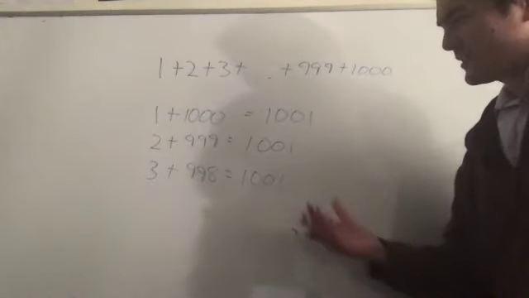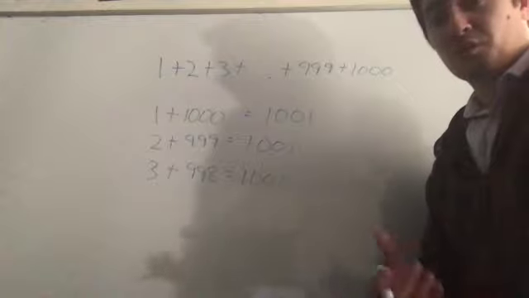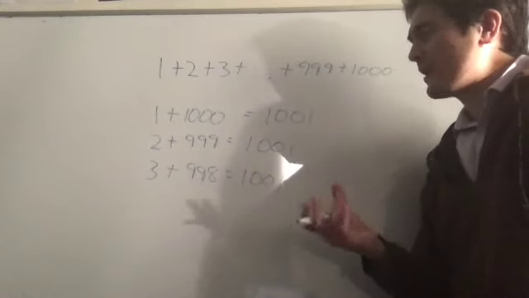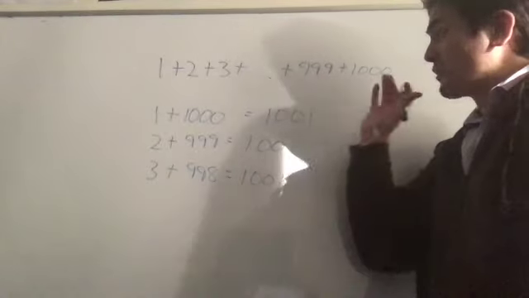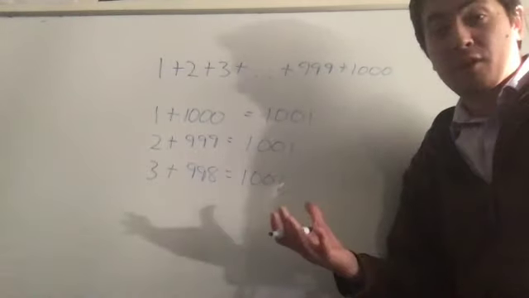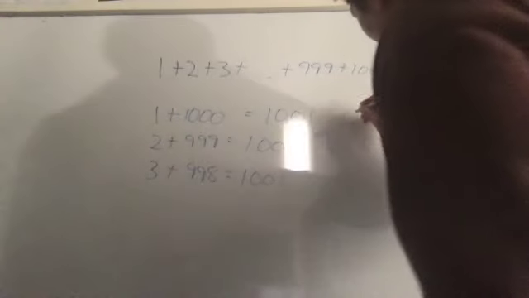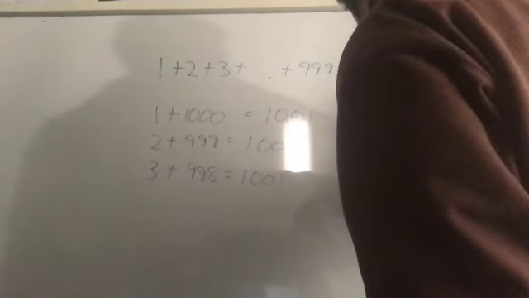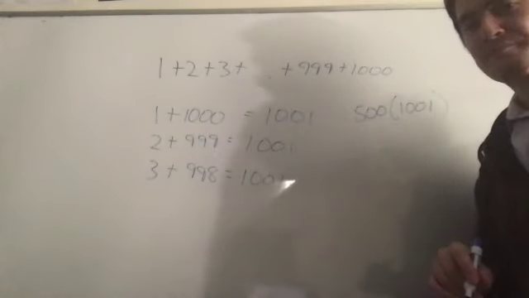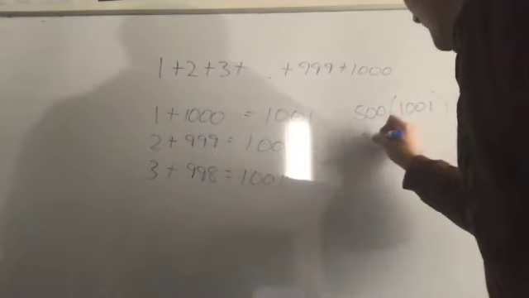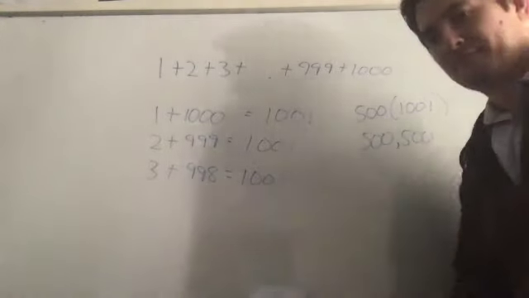Okay. Every time he paired it up, he would always get 1,001. So the real question is, well, how many pairs are there? How many pairs of numbers are there? Well, if there's 1,000 numbers, that means that there are 500 pairs, which means how big is this number? It's going to be 500 times 1,001. Okay? Which consequently turns out to be 500,500. That's what he did.